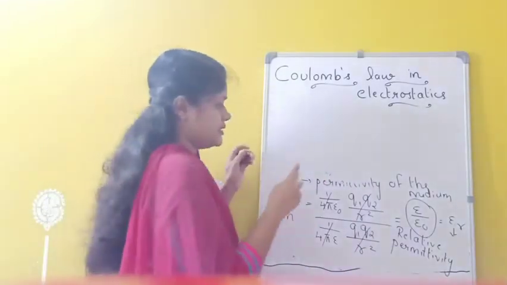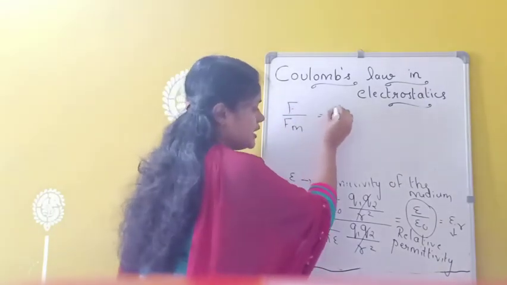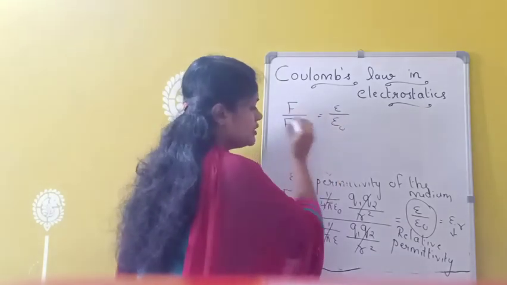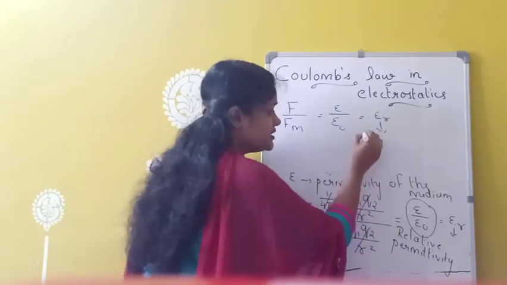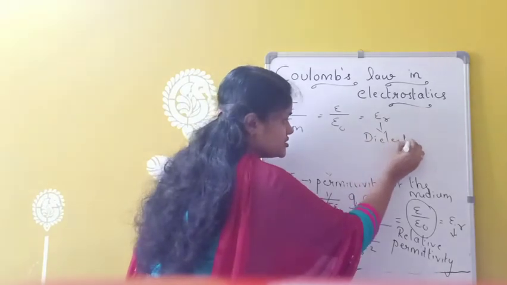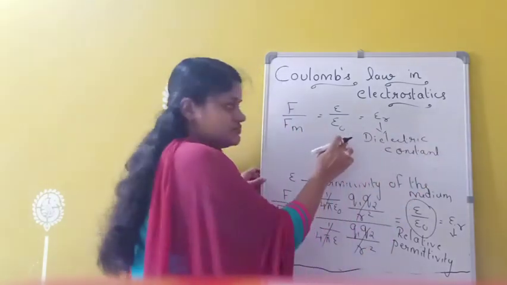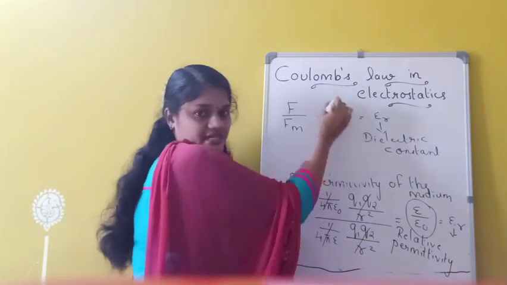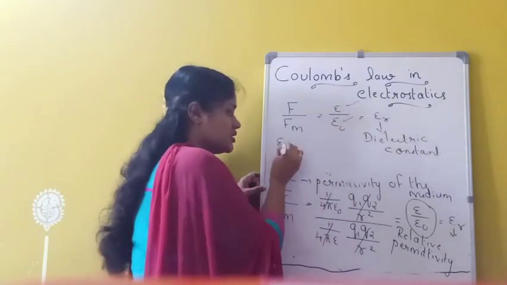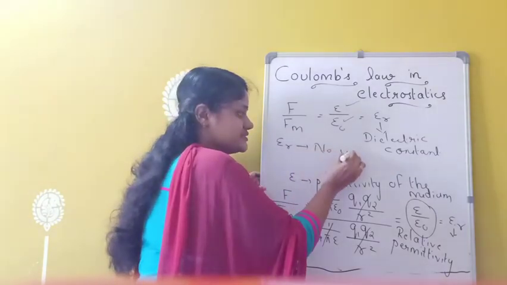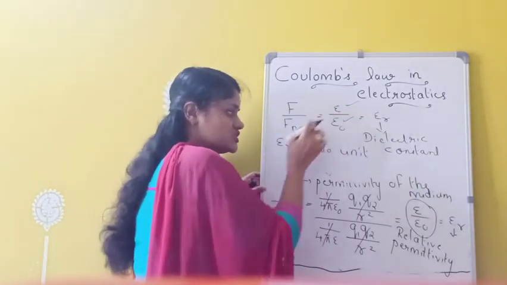So we got F by Fm equals epsilon by epsilon 0 equals epsilon r, and this epsilon r is called relative permittivity, or another name is dielectric constant. So this relative permittivity or dielectric constant is simply a ratio of permittivity of medium to permittivity of free space. So it does not have any unit. Epsilon r has no unit since it is a ratio. Both have the same unit, so they cancel each other.